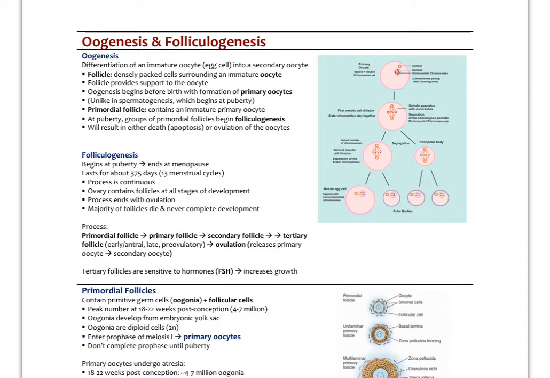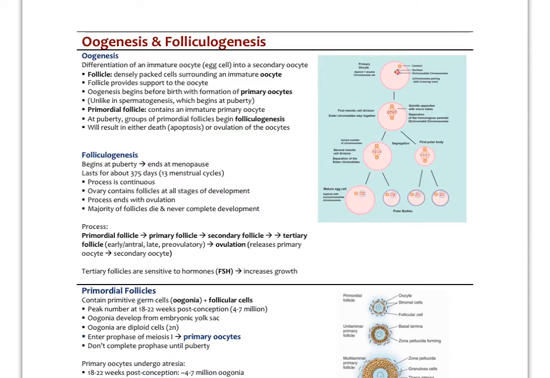Now, folliculogenesis begins at puberty, it ends at menopause. It lasts for, a lot of people don't know this, 13 menstrual cycles on average, so about 375 days. So it takes 375 days for a primary oocyte to become a mature ovum. And this process is continuous. So the ovary contains follicles at all stages of development.